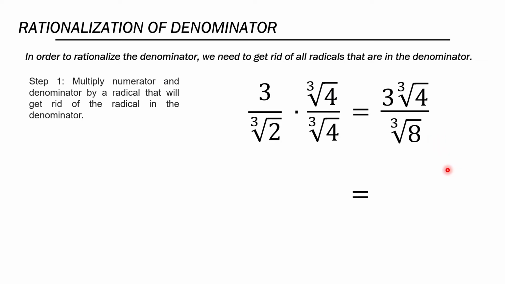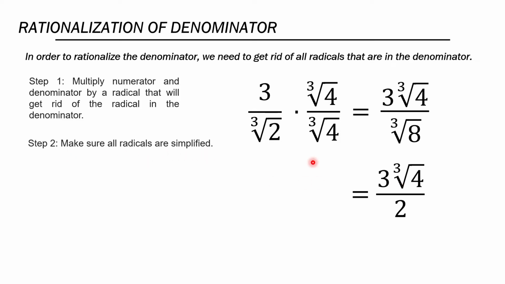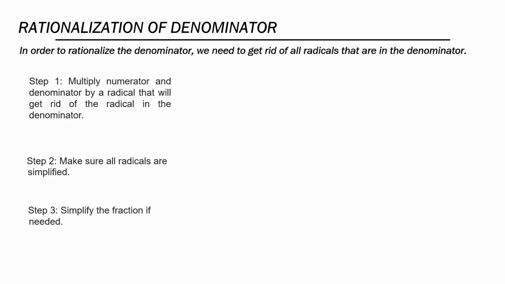So, next is, isi-simplify na natin. So, what is the cube root of 8? Cube root of 8 is 2. Then copy 3 cube root of 4. Okay? So, again, make sure that all radicals are simplified. So, wala tayong cube root ng 4. Okay na tayo dyan. And simplify the fraction. So, 3 over 2. Okay na din tayo dyan. So, our answer is 3 cube root of 4 over 2. Okay, let's have this. Okay, lalagay ko na lang yung steps dito sa gilid and we will have another example.